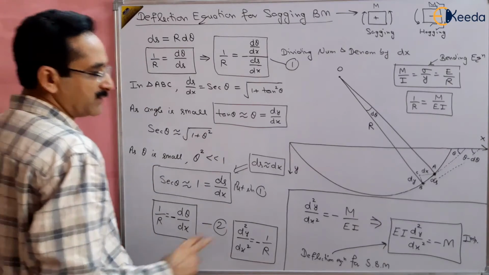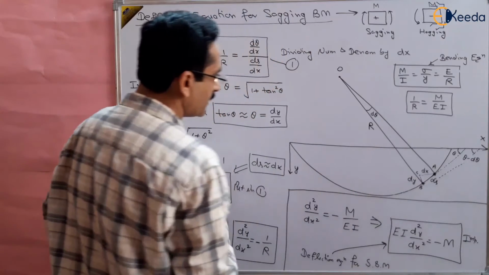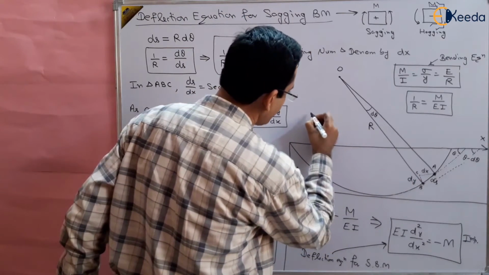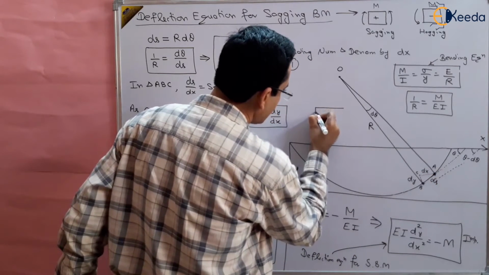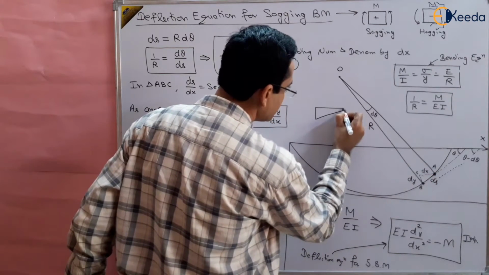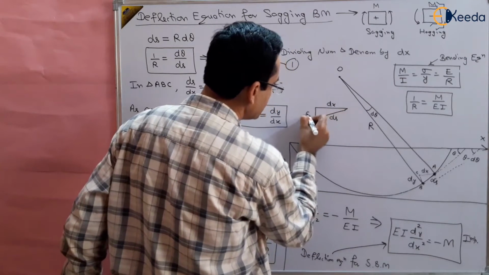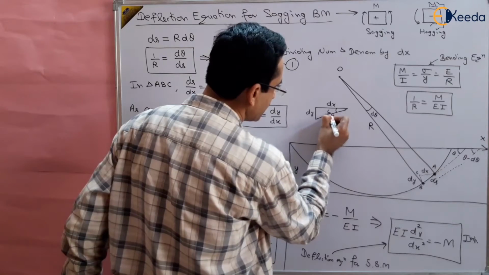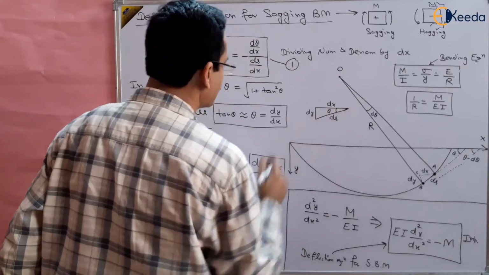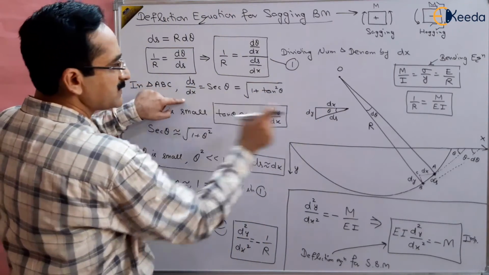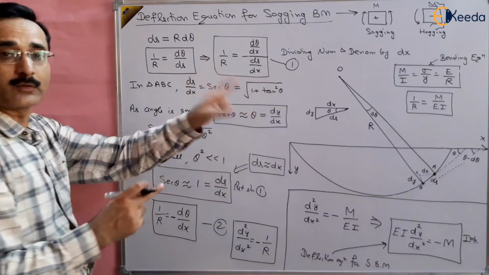Now I have made a right angle triangle here, and I can make it again. This is the right angle triangle ABC. This is ds, this is dx, this is dy, and this is angle theta. In this right angle triangle, you can see that ds by dx is secant theta, which is equal to the square root of 1 plus tan square theta, right?